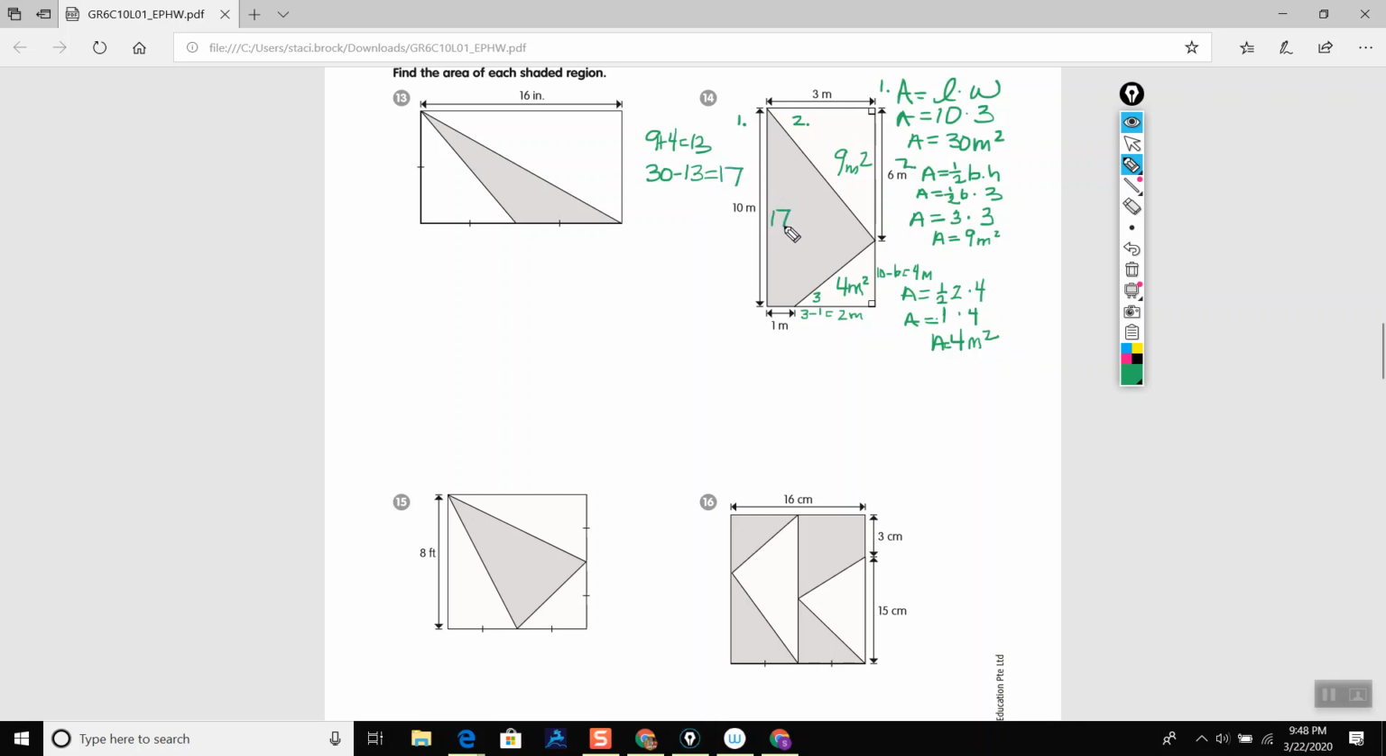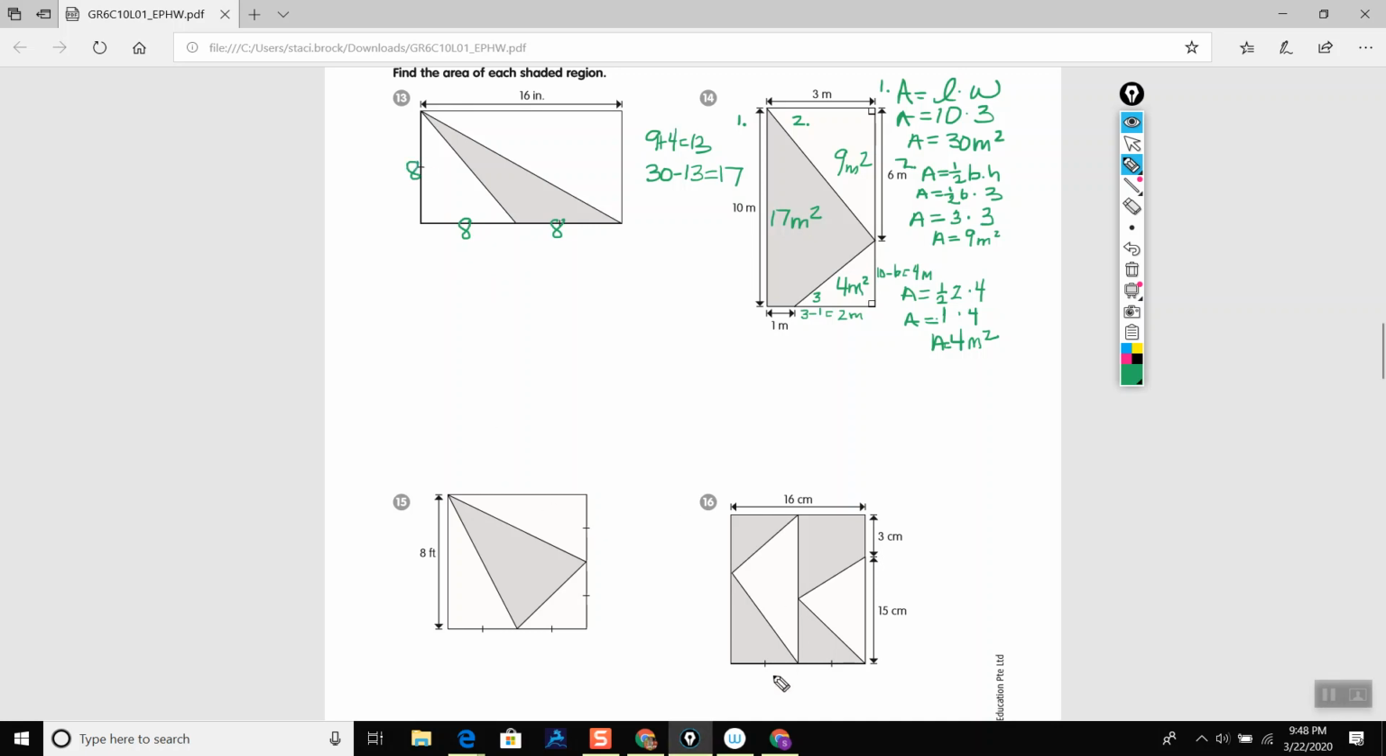So my shaded area is 17 meters squared. Okay, just a little reminder, whenever you see these lines, that means those are equal. So this length of unshaded is equal to this length of shaded, which is equal to this side. So if this is 16, then this whole length is 16, and it's been divided equally into two parts. So that means this is 8, and this is 8, and this would be 8.